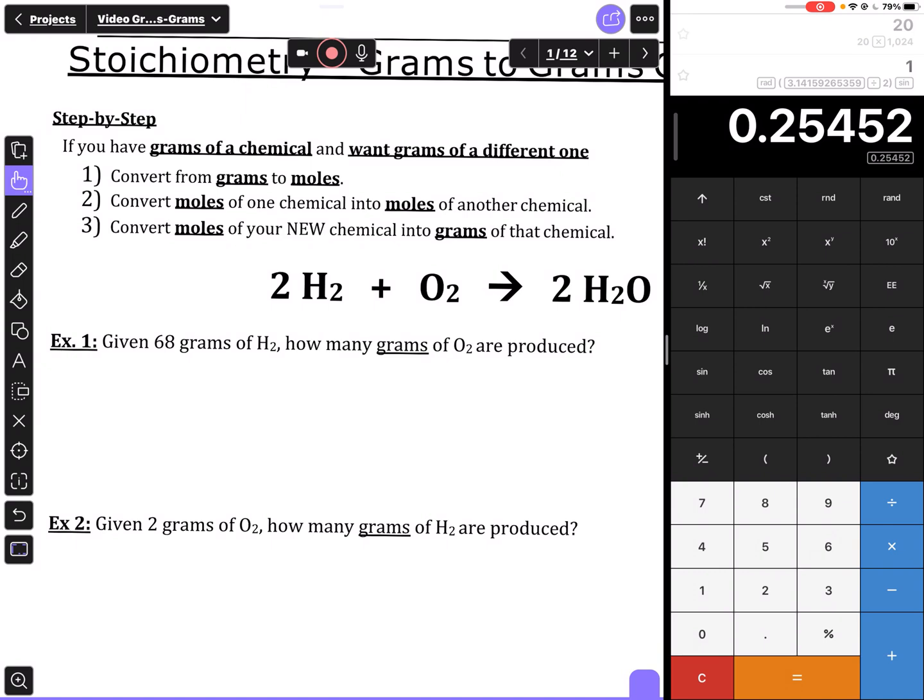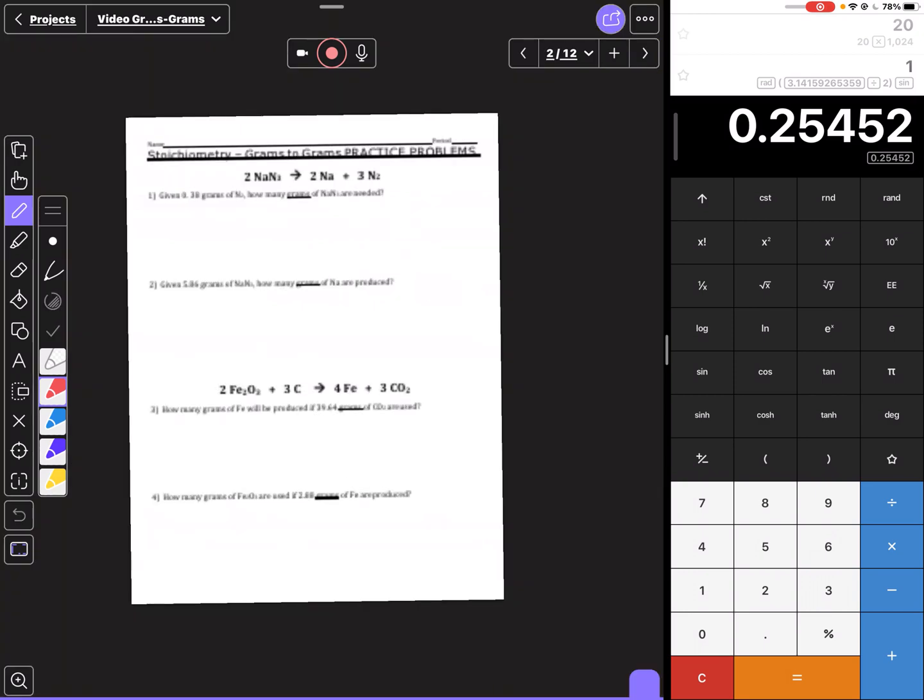Remember, if we're working just moles to moles problems, you only have to do step 2. If you're starting off in grams and asked to find moles, you do steps 1 and 2. If you're starting off in moles and asked to find grams, you do steps 2 and 3. Or if it's grams to grams, you do all 3 steps. Someone can write that on the board, and you'll have it there. Everybody can see what to do.